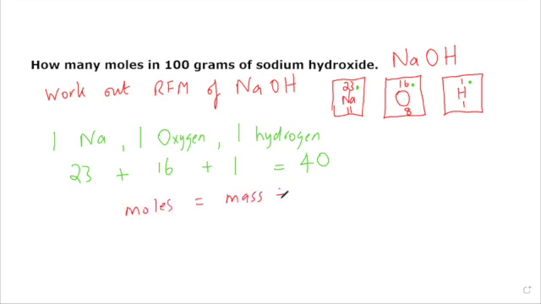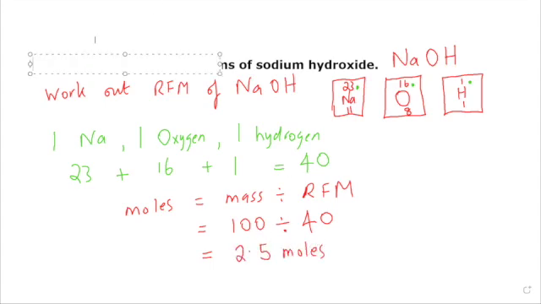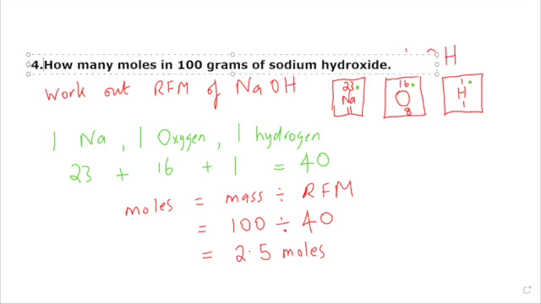I need this to work out the number of moles. Moles equals mass divided by relative formula mass. The mass is given to you in the question. Formula mass is 40, and if you work it out, that comes up to 2.5 moles. Incidentally, in a GCSE exam, this is probably worth about 2 marks. Forgot to put number 4 there, and I'm doing that now.